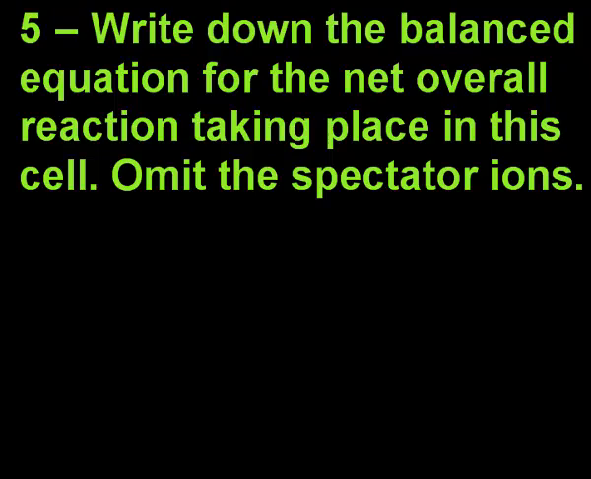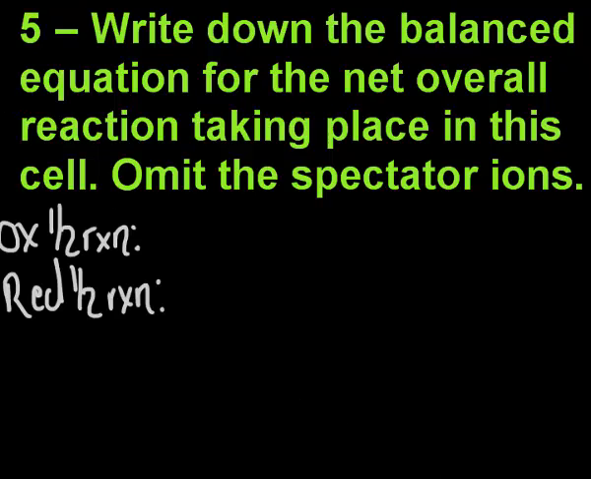The next question asks us to write now a balanced equation for the net overall reaction taking place in the cell, leaving out the spectator ions. So omit means leaving out. And our spectator ions would then be everything that is not included in the oxidation and reduction half reaction. Now, although they ask only for the overall reaction, you'll have to, for yourself, do the oxidation and reduction half reactions. Now, just due to limited space, I'm going to abbreviate my oxidation and reduction half reactions as such.